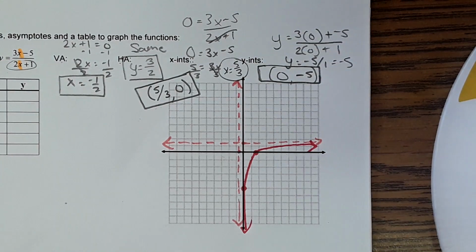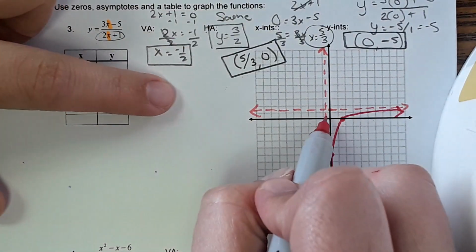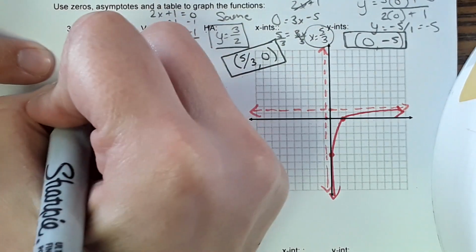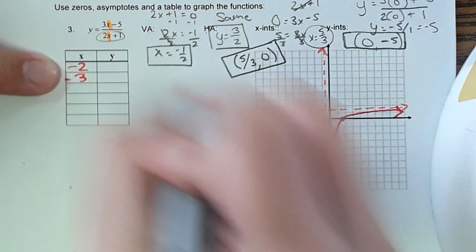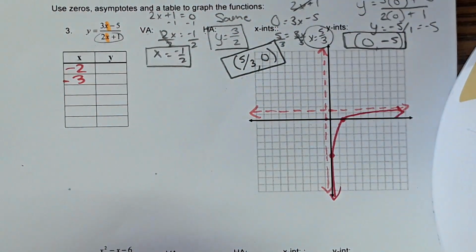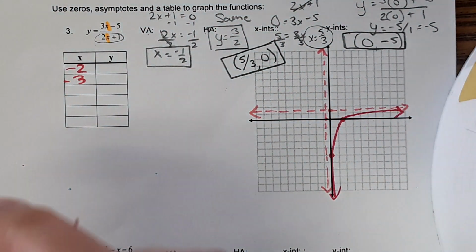So we're going to choose some x values that would make it fall over here. So maybe like -2 and -3 to get some values over in this quadrant. Does it matter which ones you choose? No.